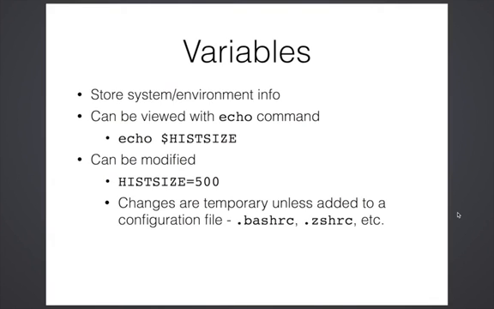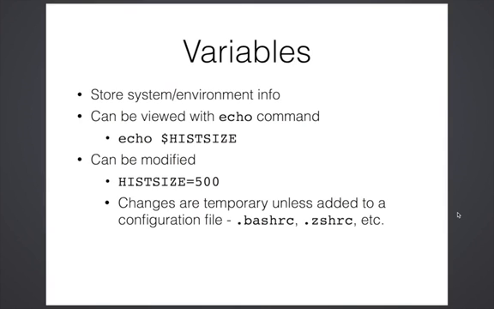So shell variables can be viewed using the echo command. You can echo a shell variable like $HISTSIZE here, and that will show you the value of that variable. And you can modify variables just by setting them to a new value. So in this example, HISTSIZE=500 will change the value of the HISTSIZE variable to 500.